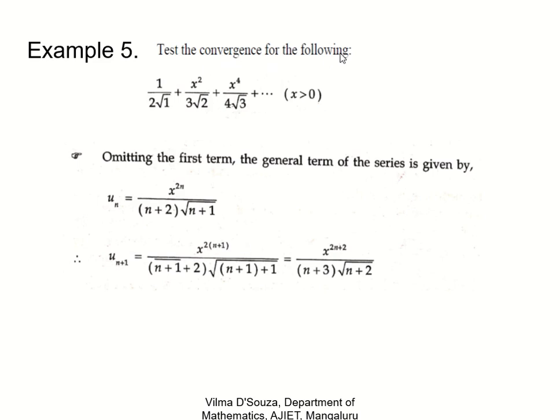Test the convergence for the following. So here I have written omitting the first term because you can observe here x is not there, right? In all the terms you have x, so you can omit the first term. When you have an infinite number of terms, if you omit the first term, it doesn't make much difference in the series. So you can treat this as the first term, this as the second term, and so on. So if you do like that, what will be un? The first term you can see x square, second term x to the power 4, third term x to the power 6, and so on. So what will be the power of the nth term? x to the power 2n.